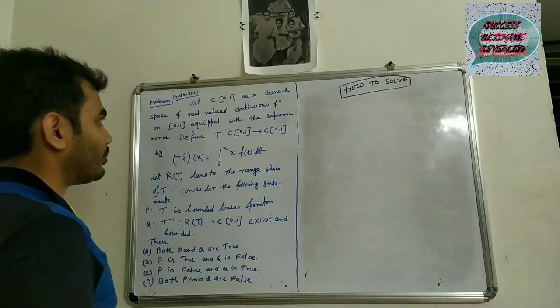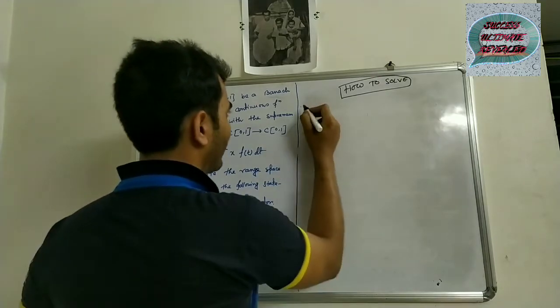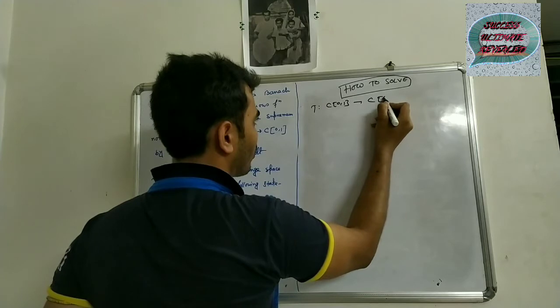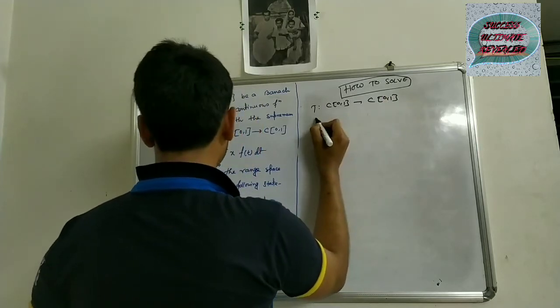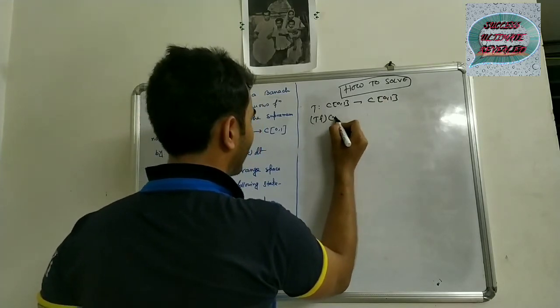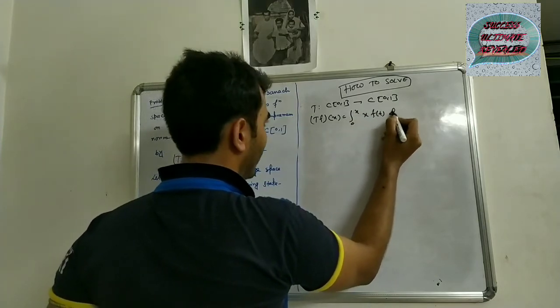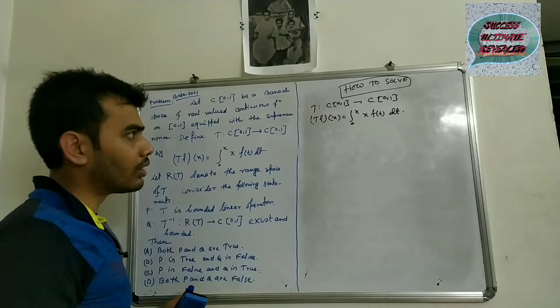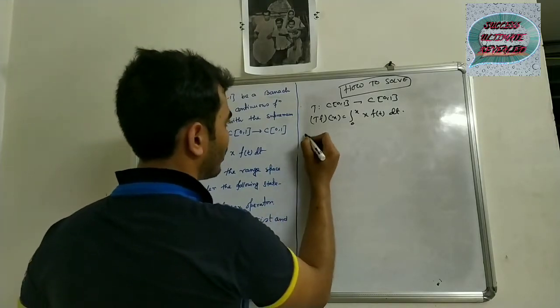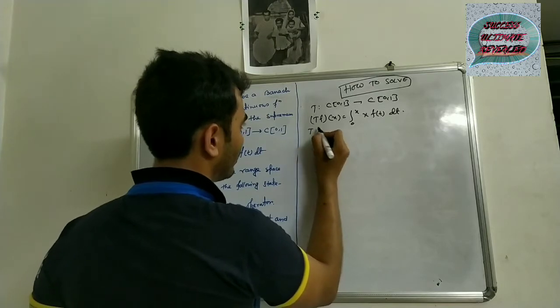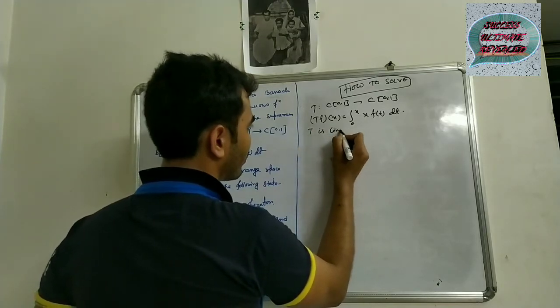Now here the operator T is defined from C[0,1] to C[0,1] by T(f)(x) equal to integration 0 to x f(t) dt. Clear? Now we check whether T is linear.